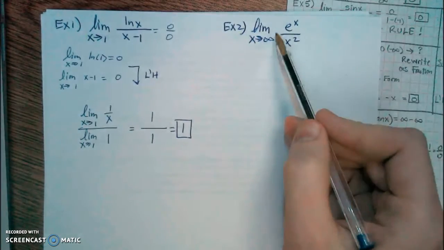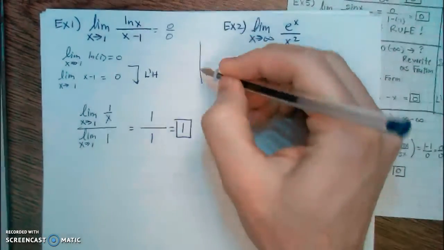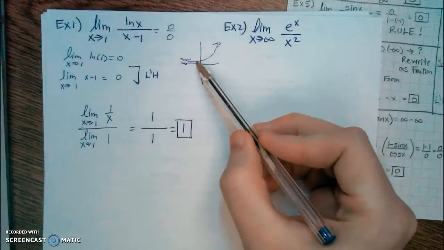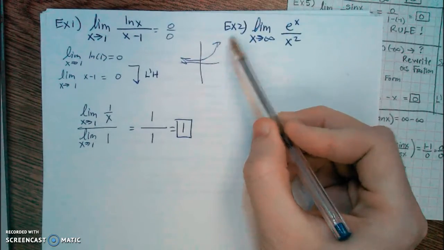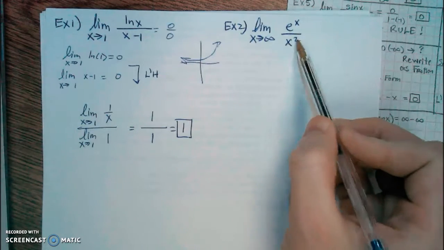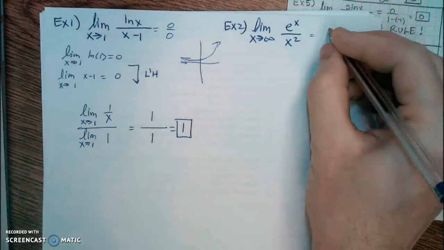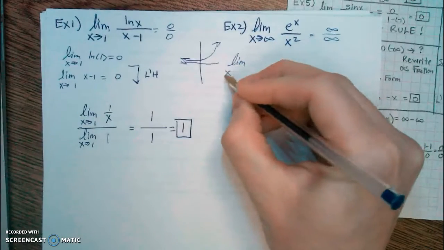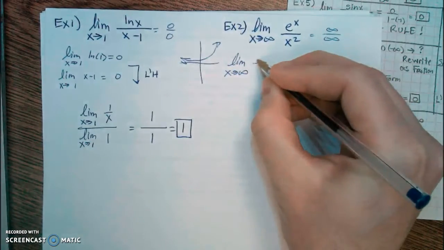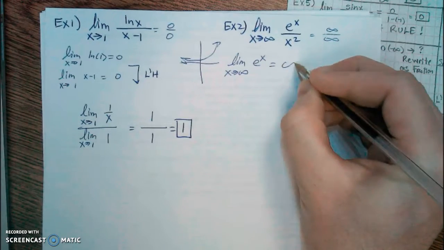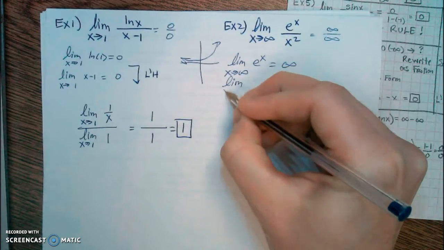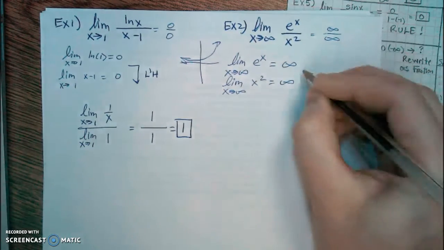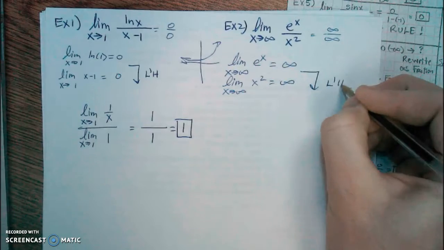Example 2: if I plug in infinity, think about your e graph. If we approach infinity, e to the x approaches infinity. And then here, infinity squared is infinity. So we're getting infinity over infinity. So what we just said was the limit for the top function is infinity, and the limit for the bottom function is infinity, which means we can use L'Hopital's rule.